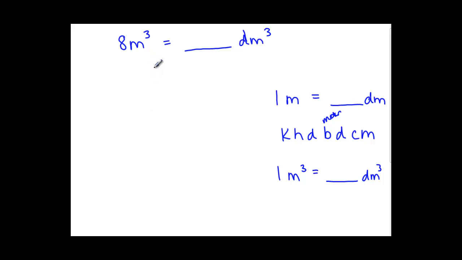Here we have an example where I'm converting cubic meters to cubic decimeters. So what I first want to do, and it's similar to the previous problem, is let's find out how to convert meters to decimeters, and then we'll find cubic meters to cubic decimeters.